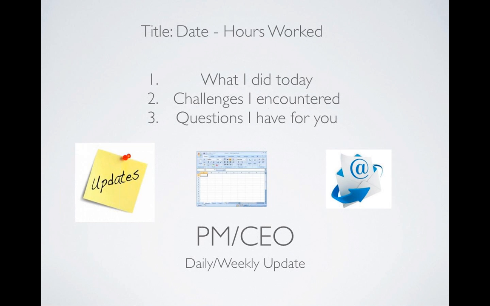So basically, you put the title, which is the date, and the hours worked. So today's the 29th of April 2014. I worked for 8 hours. Number 1, what I did today. So basically, the tasks that were completed, etc. If it's a web project, you might have links to the pages that have been changed.